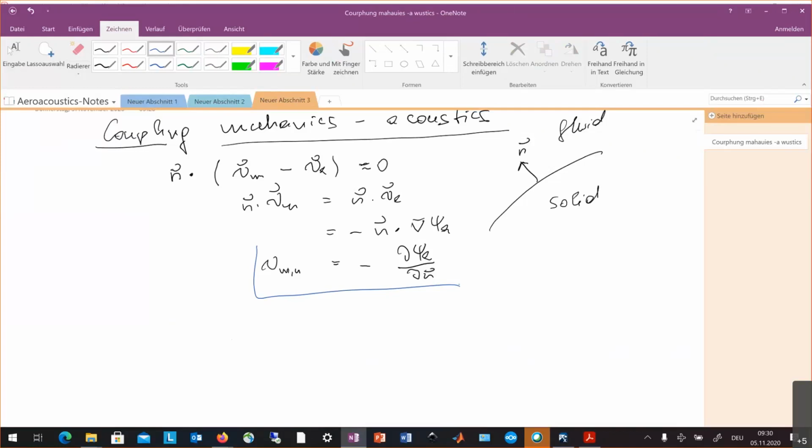We also have the time derivative, which will give us the retarded time at the end. Because when a sound is generated, it takes some time until it reaches the observer. But that we will also discuss.